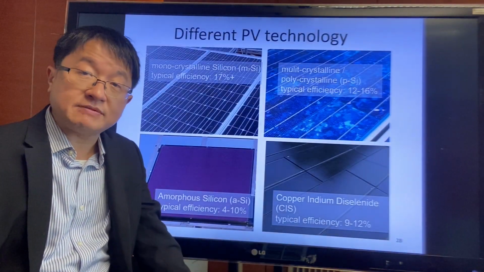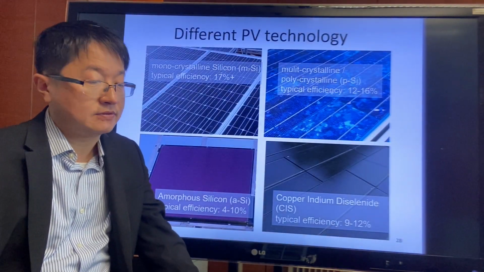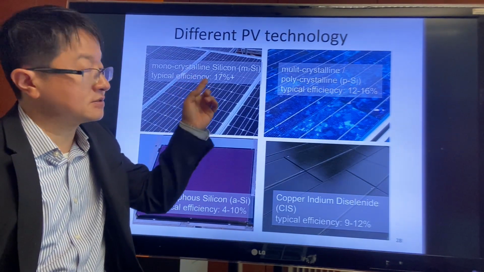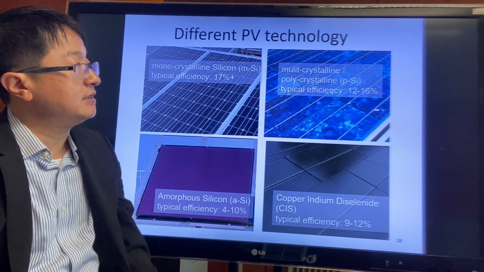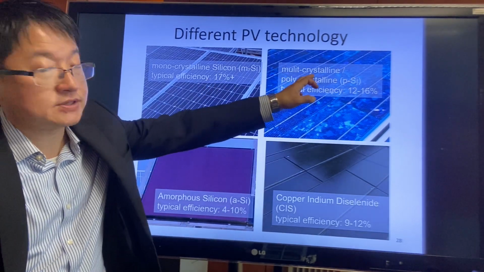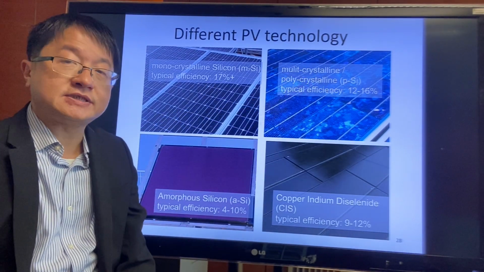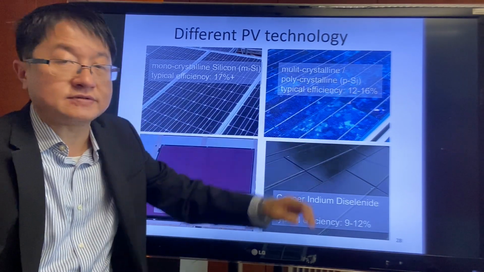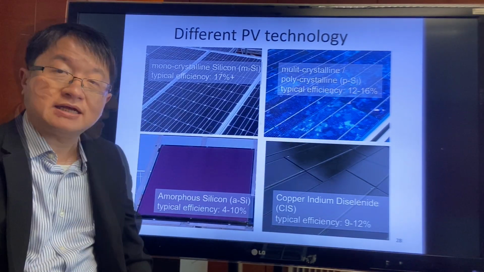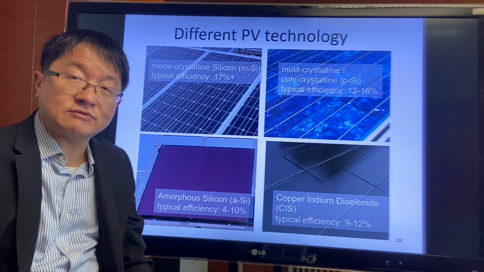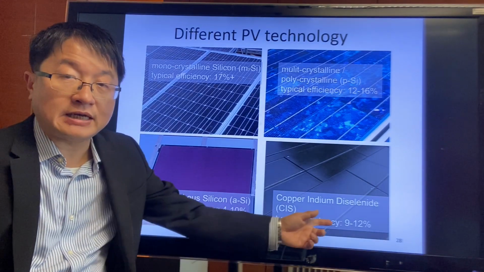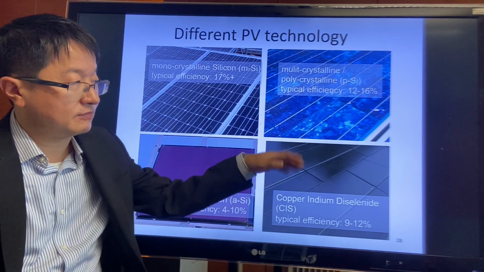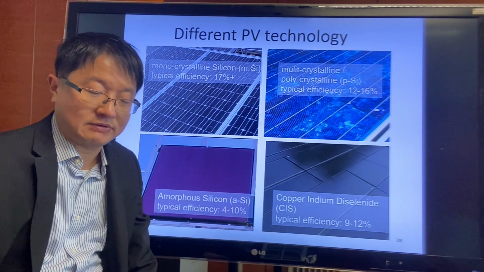And there are different types of solar panel. For monocrystallized silicons, the efficiency is talking about 70%. For multicrystallines, the efficiency is even lower, talking about 12 to 16%. There are some other solar panels where the efficiency is even lower, talking about 4 to 10% or 9 to 12%. Okay, and nowadays this is not commonly used.